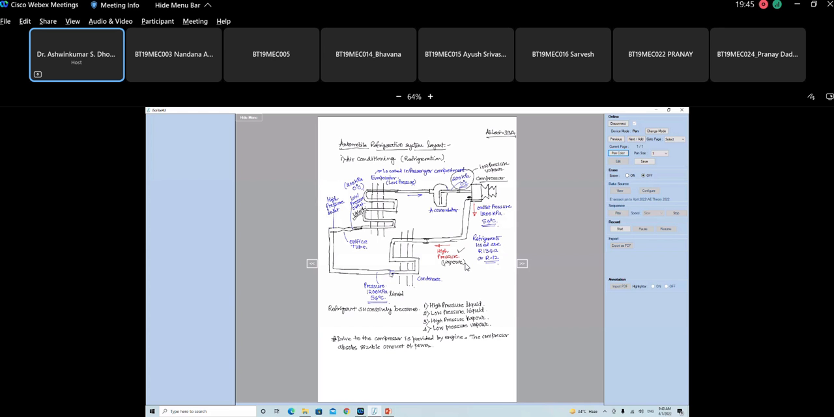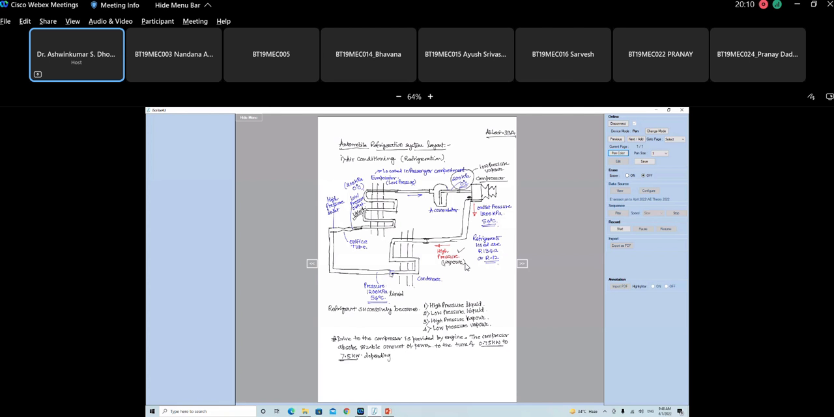To the tune of 0.75 kilowatt to 7.5 kilowatt. That means almost 10 times, the lower range to higher range. So this much amount of power is required depending upon the load.